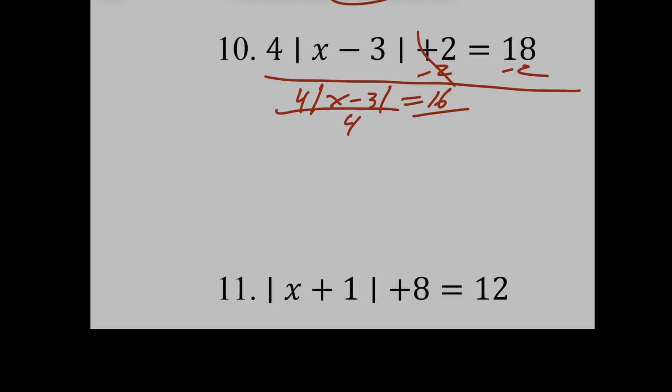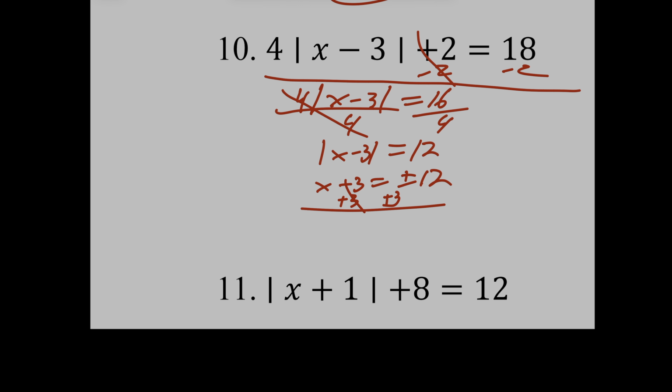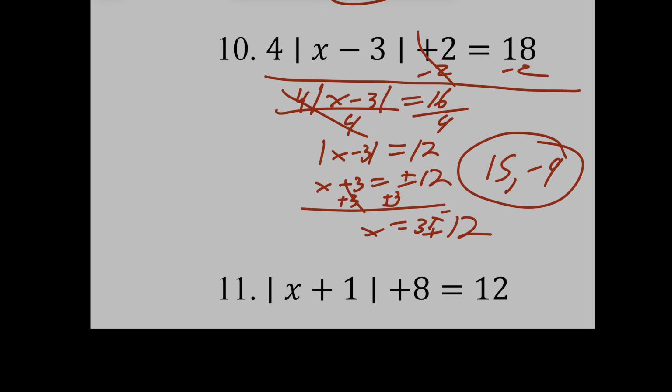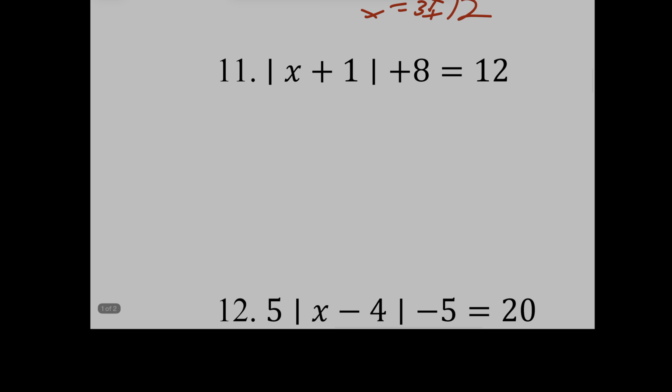Now I'm going to divide everybody by 4, and I'm going to get absolute value of x minus 3 equals 4. Now I can go x minus 3 equals plus or minus 4. That's how I get rid of the absolute value. And when it's all said and done, I'm going to get x equals 3 plus or minus 4. Well, what's 3 plus 4? 7. How about 3 minus 4? That's a little weird. Add a line, change the sign. Hey, that's just a negative 1. Pretty cool. All right, let's go to number 11.